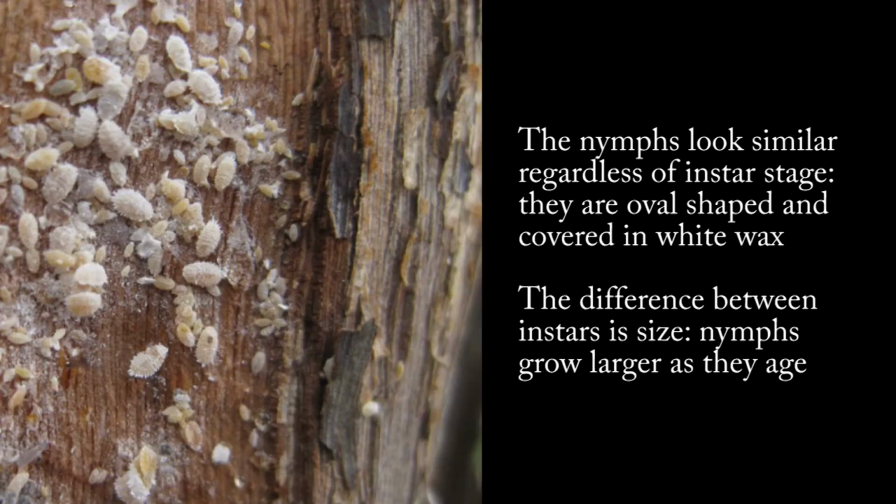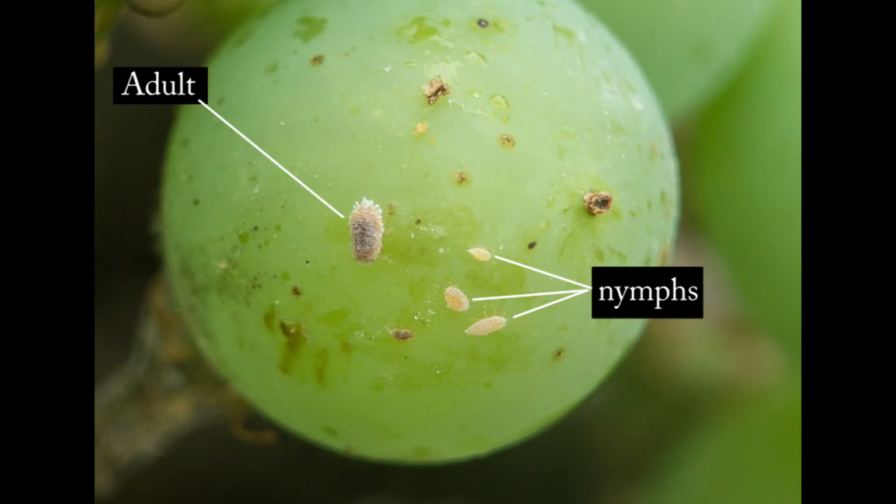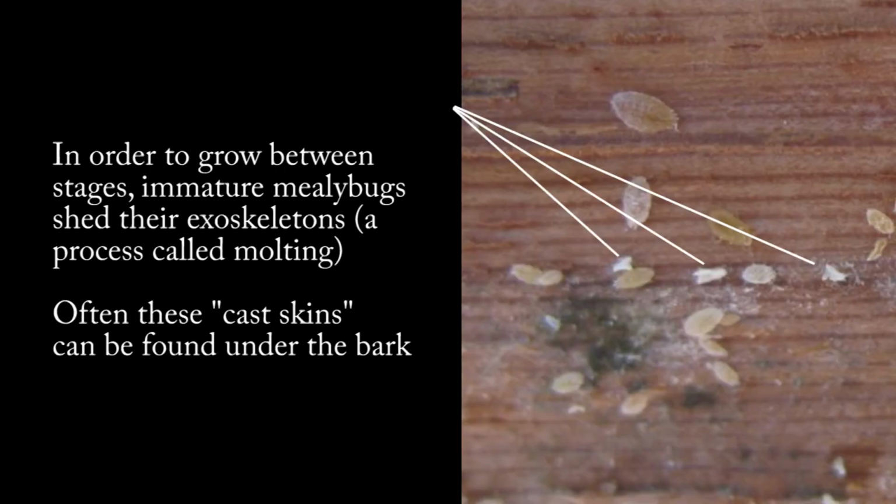Vine mealybugs have three immature stages, referred to as the first, second, and third instar nymphs. Nymphs look similar regardless of their instar stage. They are oval-shaped and covered in white wax. The difference between instars is size. Nymphs grow larger as they age. In order to grow between stages, immature mealybugs shed their exoskeletons.